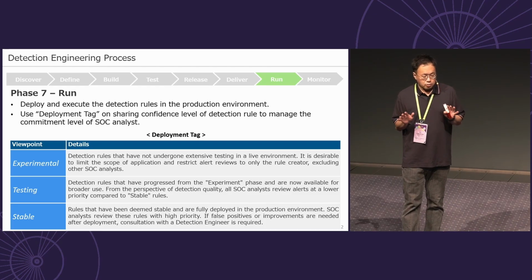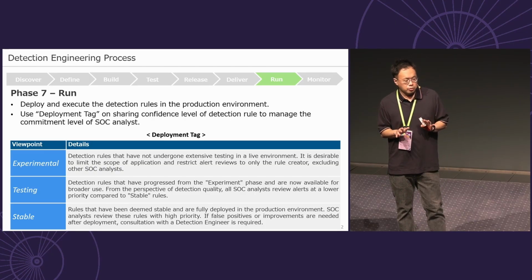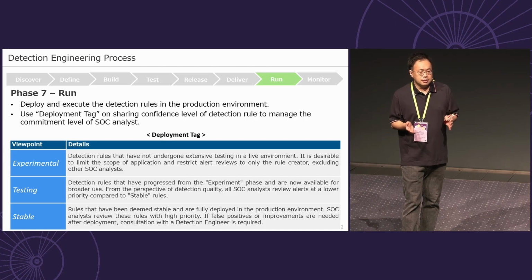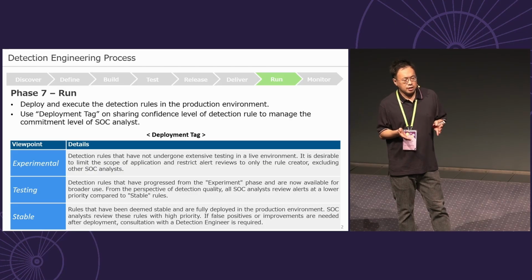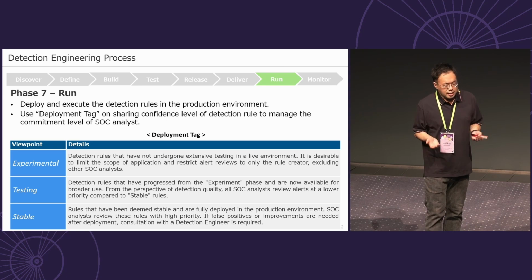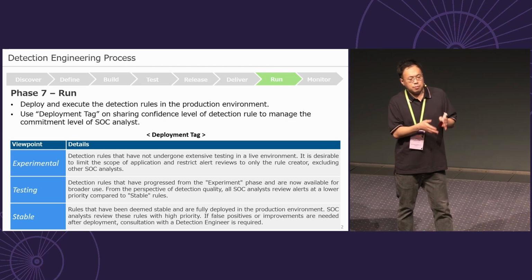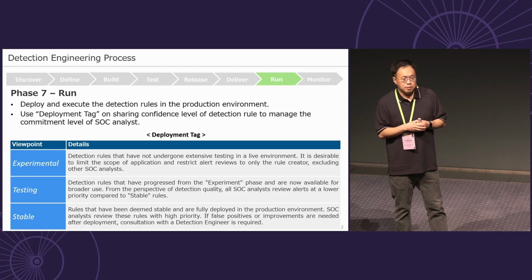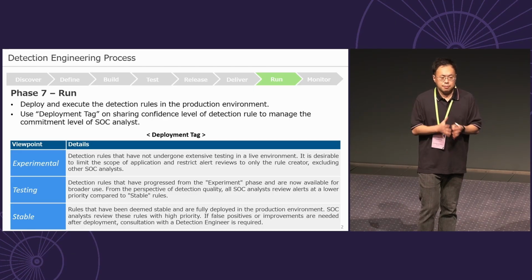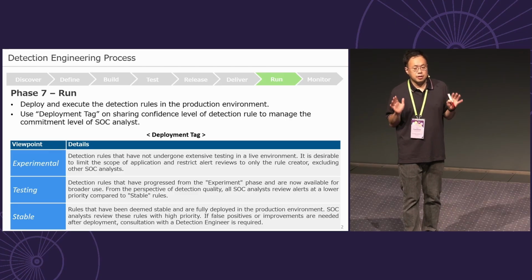But learning the code is fine, but one of the important points is we'd like to consider the deployment tag. When we create that detection code, the quality or maturity of the code is diverse. Sometimes the code is very experimental, so in these cases maybe only limited people review it. But if you're in more testing phases, maybe we increase the number of reviewers. If this is stable, every SOC analyst will review it.